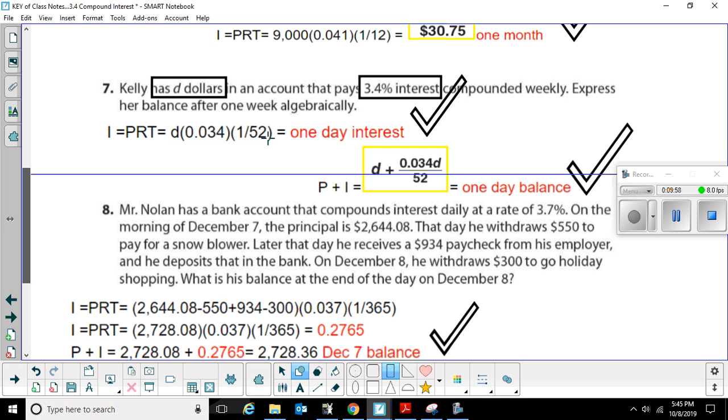So what are we doing? We're finding out what the interest is. Voila, this is my interest: D times 0.034 times 1 over 52. Then I have to add the interest back to my principal. What did I say my principal was? D dollars. So D plus 0.034D divided by 52 is my 1 week balance. Not hard, but something we have to be mindful of.